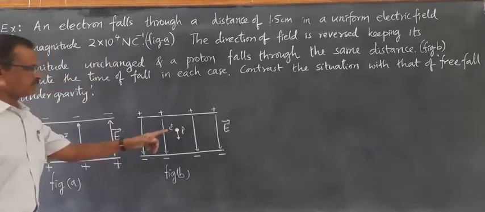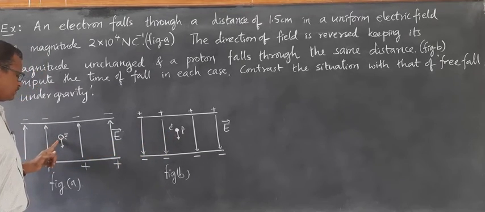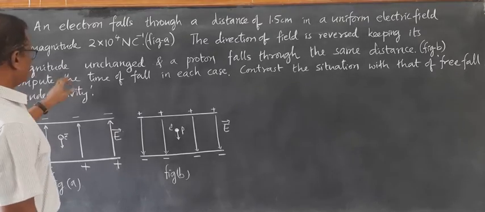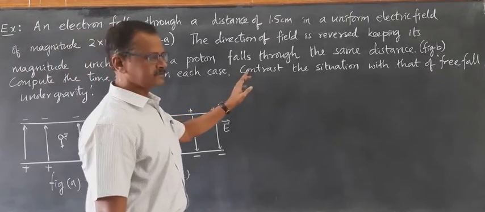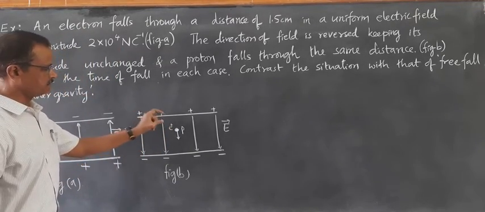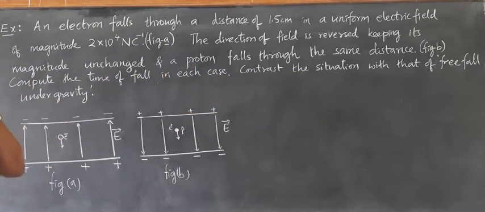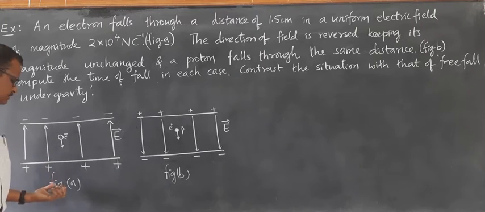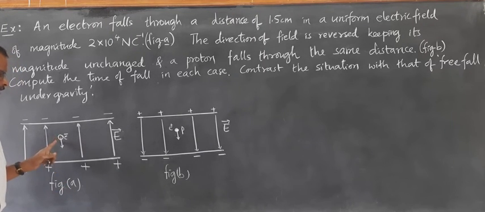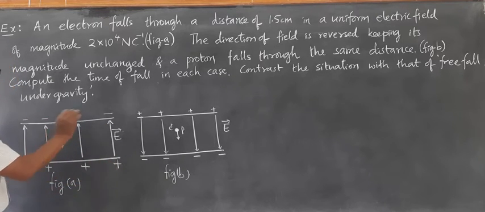This is the vertically falling proton, this is the vertically falling electron. Compute the time of fall in each case. What is the time to fall through 1.5 centimeter height in each case? Contrast the situation with that of free fall under gravity. Now look at the first case, where an electron is made to fall through a uniform electric field. In the first case, the electric field is vertically upward, from the positively charged plate to the negatively charged plate.